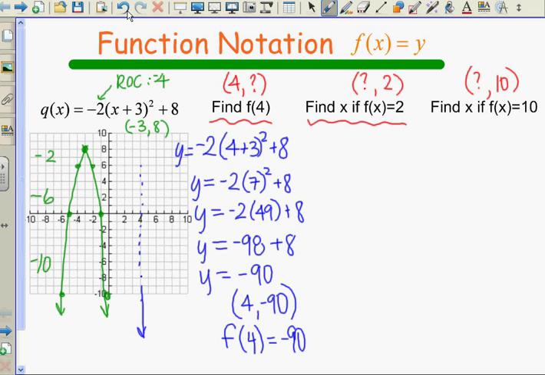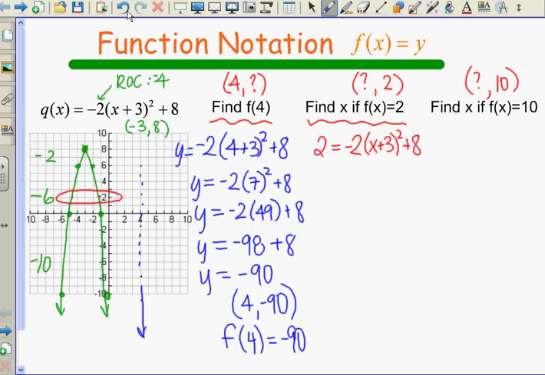Okay, let's try again with find x if f of x is 2. That means we need ordered pairs whose y value is 2. So you can see that that is going to happen on our graph. It's going to happen here and here, but they're not pretty values. So again, our only option then is to use our equation. Except now I've given you y, so you'll plug that in for y, right? And then keep your x.